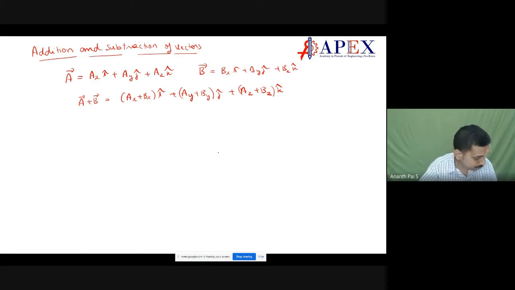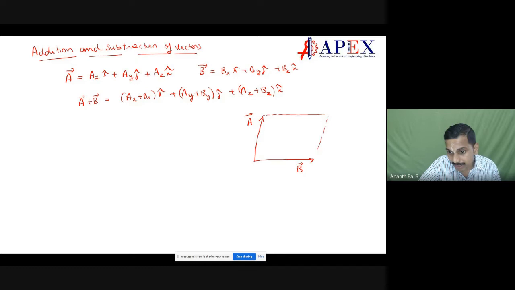This also comes as the parallelogram law. What is that parallelogram law? If you have a vector A, for example, and a vector B, and I use the vectors A and B like this, if these two represent the sides of a parallelogram, then the direction of the diagonal represents A plus B, both in magnitude and direction.